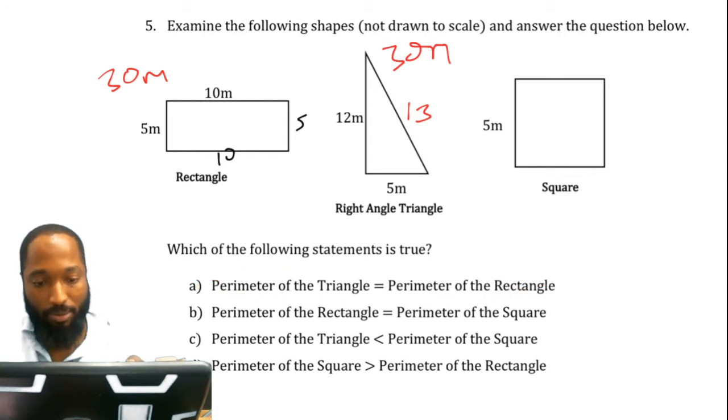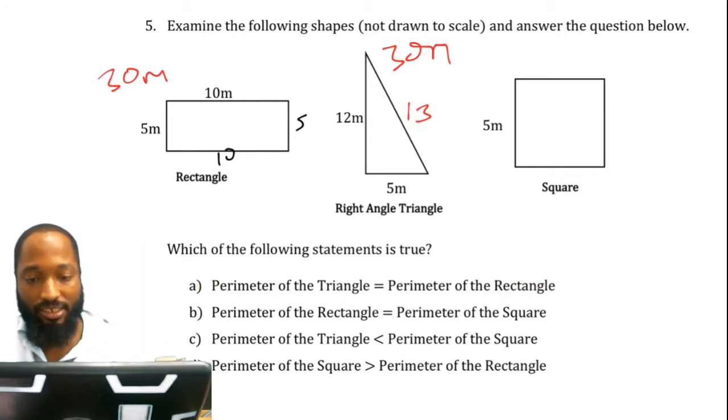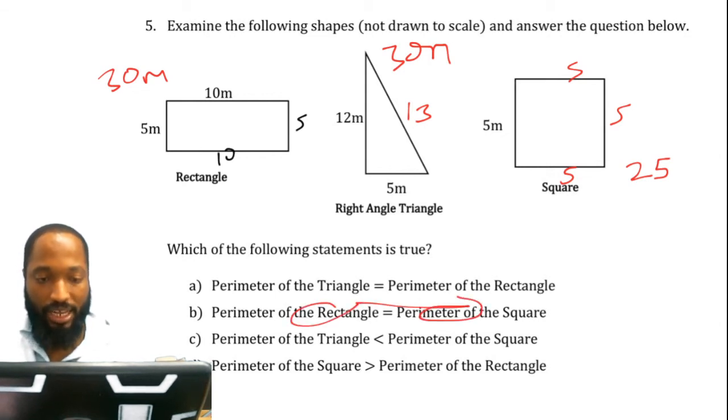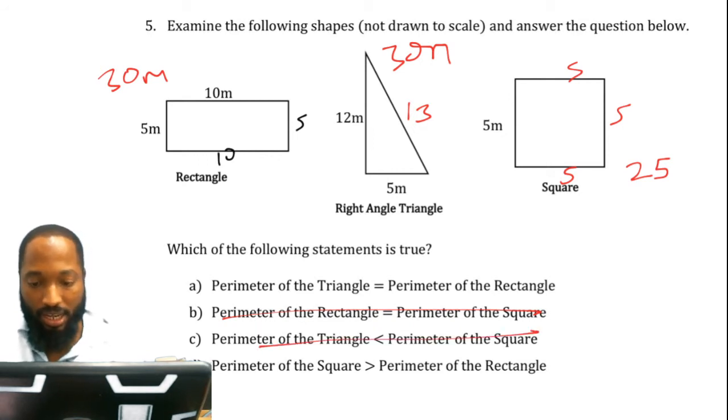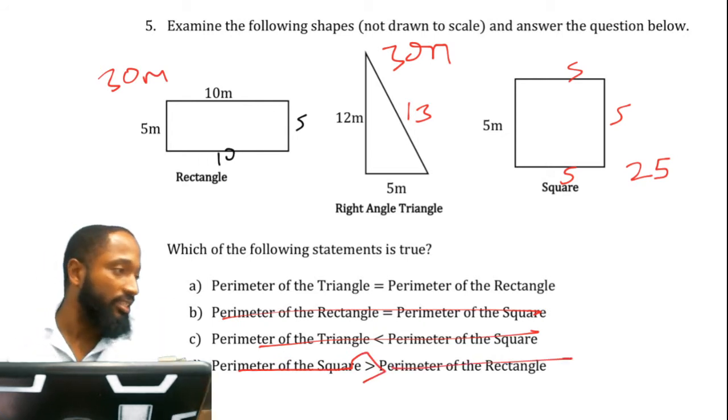Perimeter of the triangle equal perimeter of the rectangle. We already get the answer, 13 plus 12 plus 5. But let me double check. Yes. This is 5 plus 5 plus 5. So the perimeter of this one is 25. Is the perimeter of the rectangle equal the perimeter of the square? No. Is the perimeter of the triangle less than the perimeter of the square? No, it's more. Is the perimeter of the square more than the perimeter of the rectangle? No, it's less. So the correct answer is A.